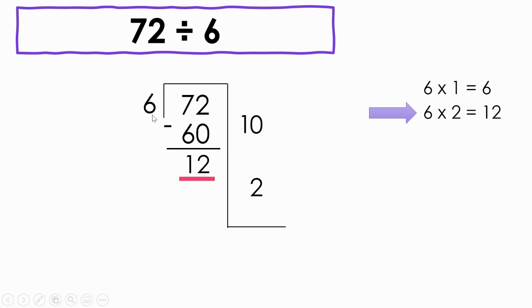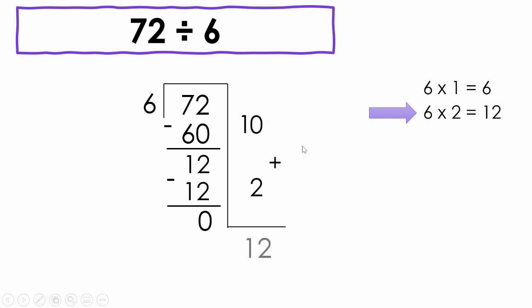Now we multiply our divisor, 6, times the 2 equals 12. Now we can subtract 12 minus 12 equals 0. This number down here is less than our divisor, so we know we're done dividing. The last step is to add up our numbers over here.